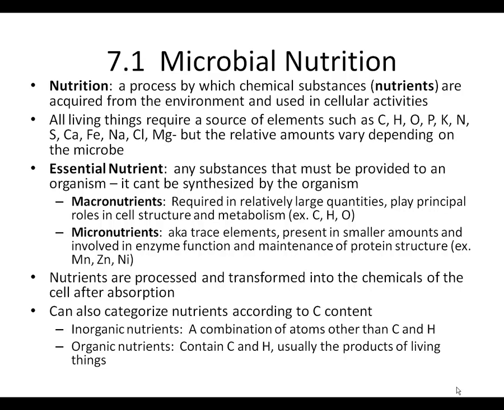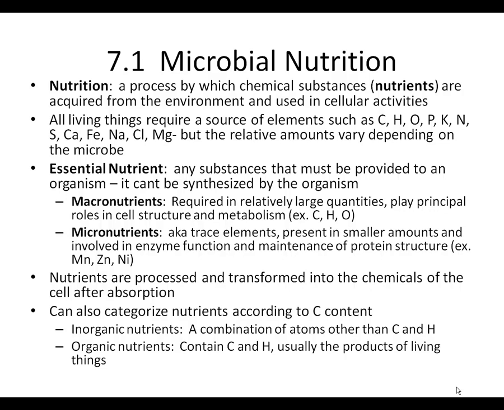All living things are going to require some source of these major elements. You can see that there are 12 elements here. These are the major and minor elements. The first 6, carbon, hydrogen, oxygen, phosphorus, potassium, and nitrogen, those are the major elements. There is not an organism out there that doesn't need those 6. Then you have the minor elements, and these are going to be sulfur, calcium, iron, sodium, chlorine, and magnesium.